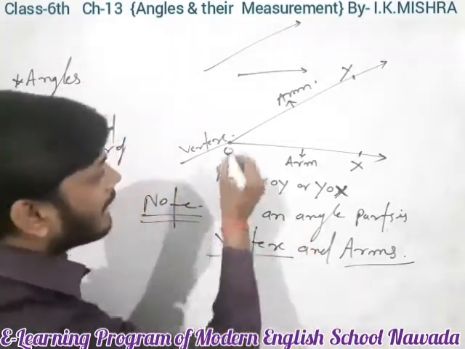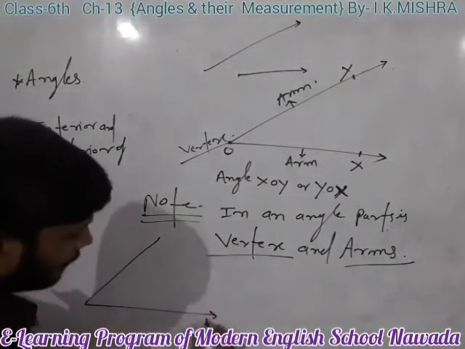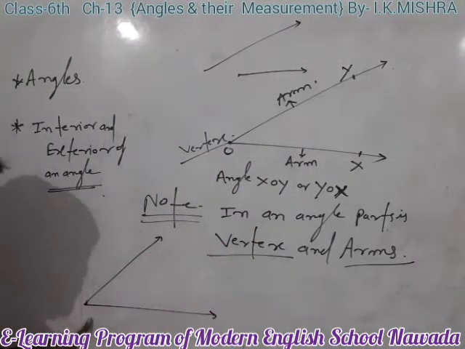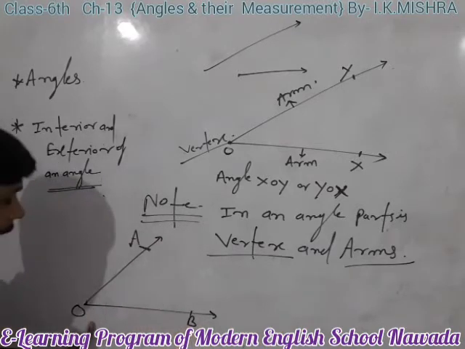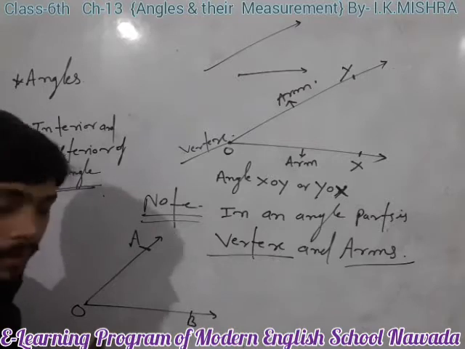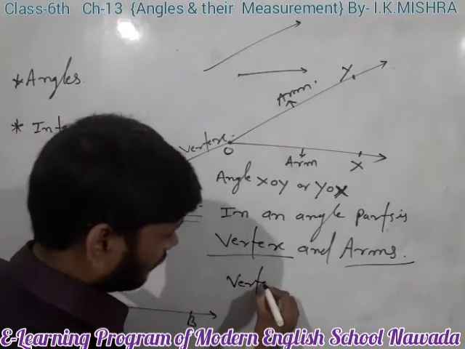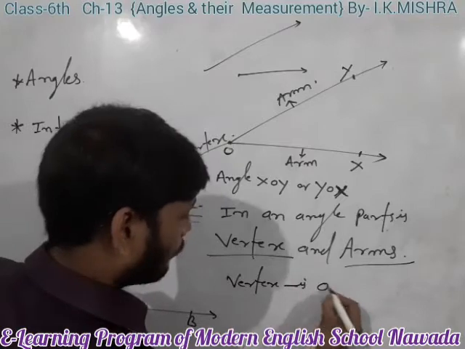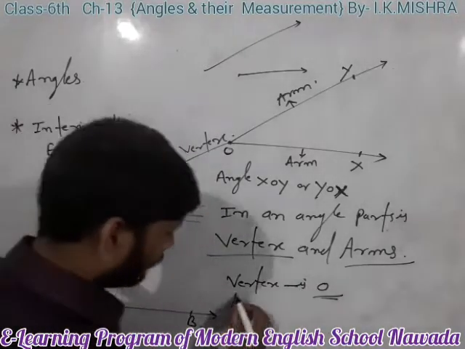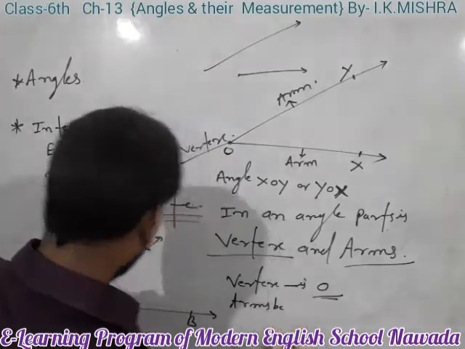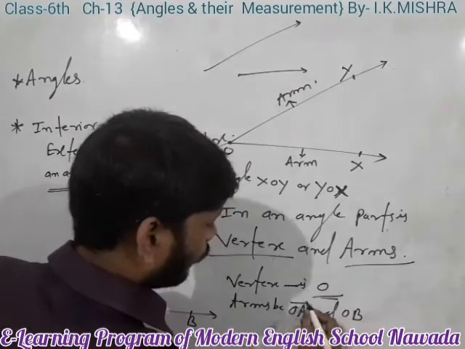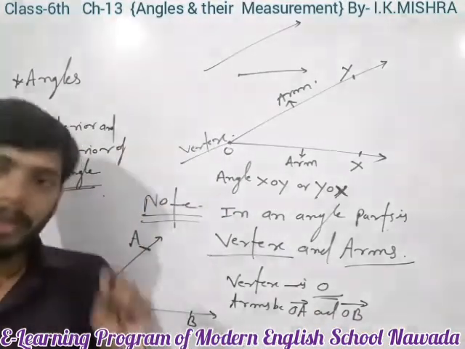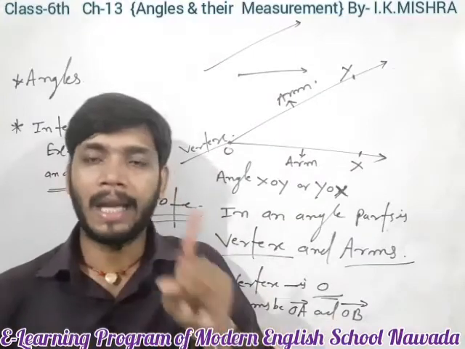Observe, suppose you draw an angle. This is the vertex. Suppose the name of the vertex is O, and here A, and here B. So the vertex is O, and the arms are OA and OB. OA and OB are two arms. So in an angle there are two arms and one vertex.